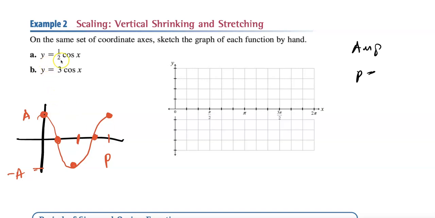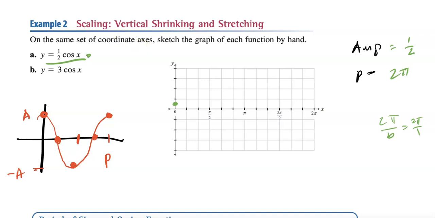So let's do these on the same graph. I'll do one in green real quick. So for that one, the amp is 1/2, and my period is 2 pi, because 2 pi over b, but the b is 1. So 2 pi. So we'll start with the cosine. I'm going to start at 1/2. There is my amp.